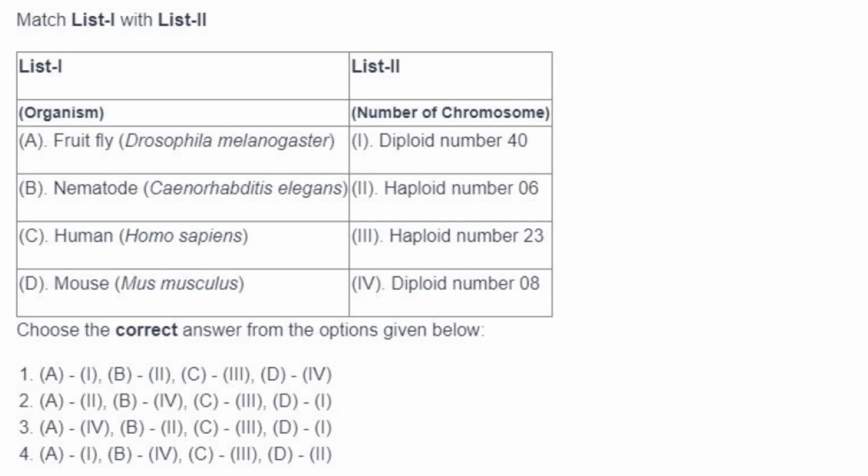So fruit fly, Drosophila melanogaster, the diploid number will be 8. So A4. A4 is there. If you know A4, then you can happily go for option 3. That is the right answer. A4 is there only in option 3. Then nematode, that is Caenorhabditis elegans, it is having a haploid chromosome number of 6. Humans haploid chromosome number is 23, diploid is 46. Mouse, again diploid number is 4. So the answer is option 3.